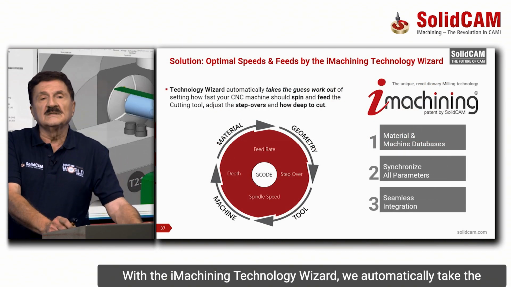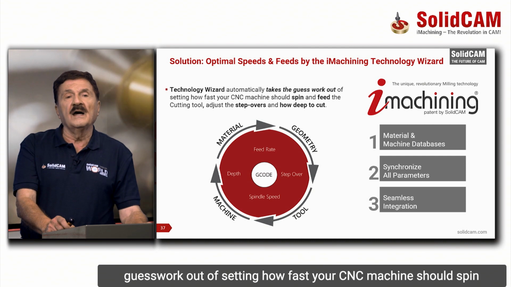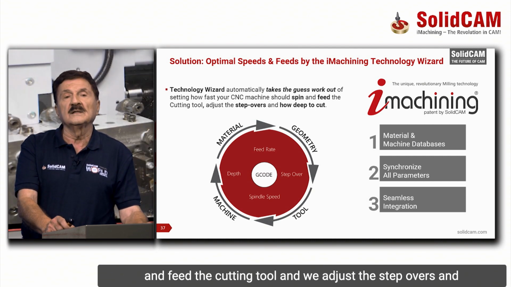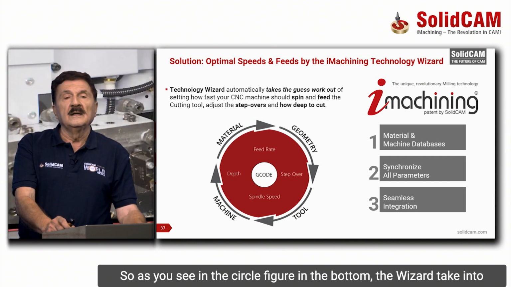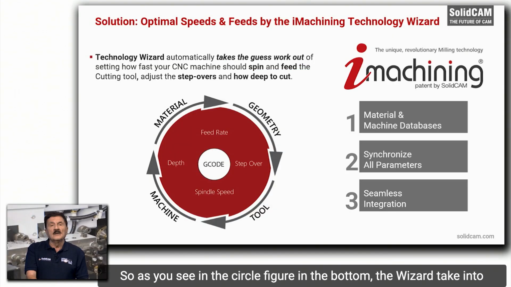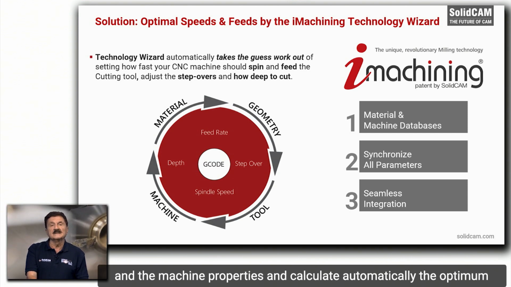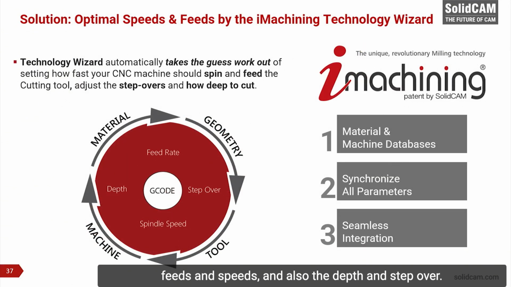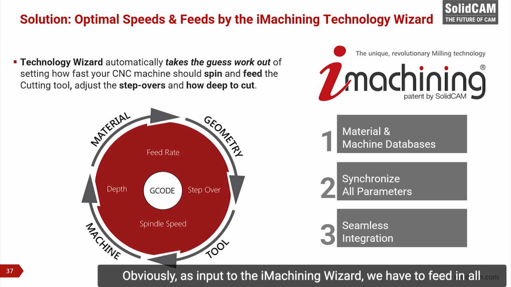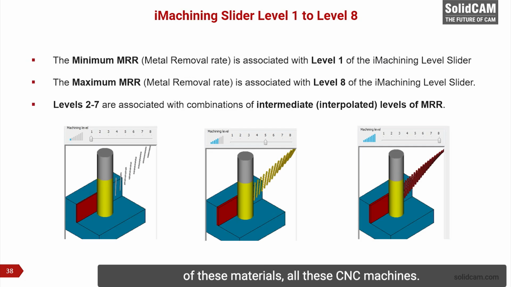With the iMachining technology wizard, we automatically take the guesswork out of setting how fast your CNC machine should spin and feed the cutting tool. And we adjust the stepovers and how deep to cut. So as you see in the circle figure at the bottom, the wizard takes into account the material properties, the geometry depth, the tool properties, and the machine properties, and calculates automatically the optimum feeds and speeds, and also the depth and stepover. Obviously, as input to the iMachining wizard, we have to feed in all the material and machine databases that have all the parameters of these materials or these CNC machines.